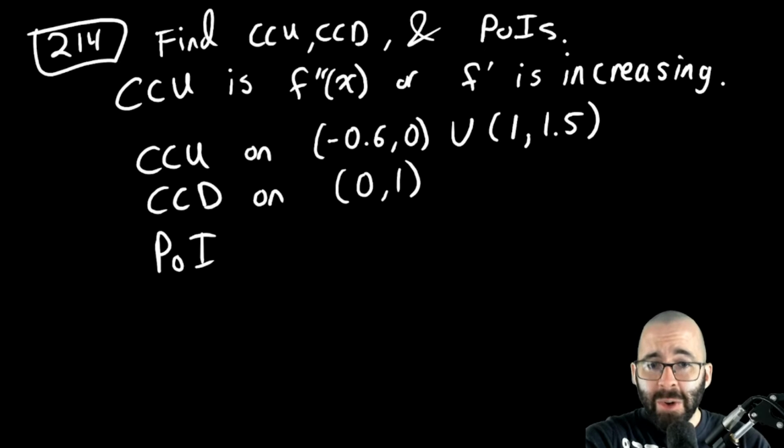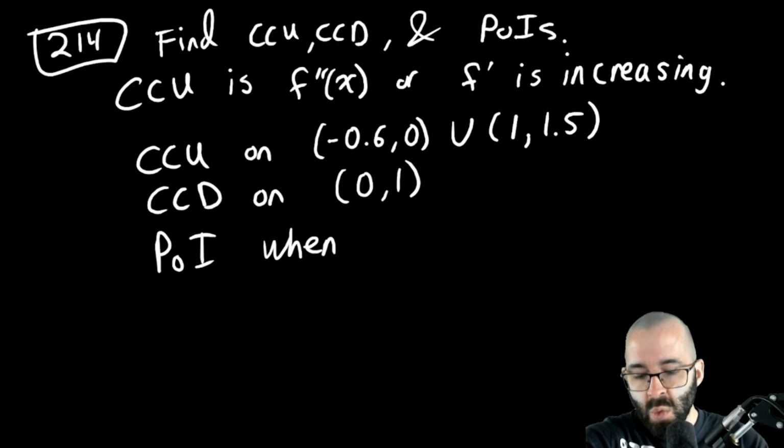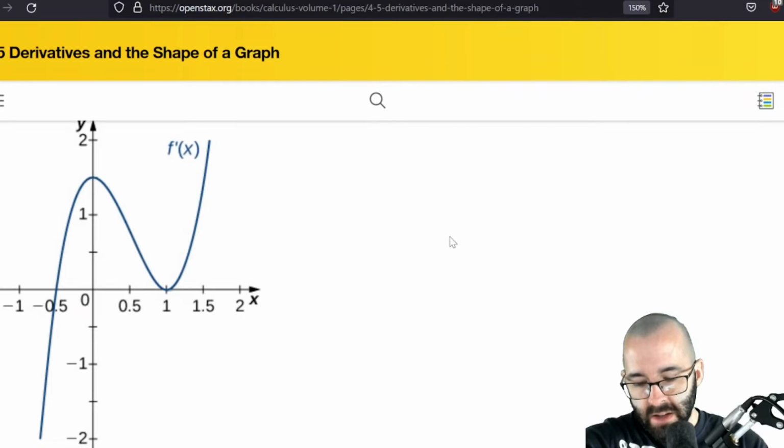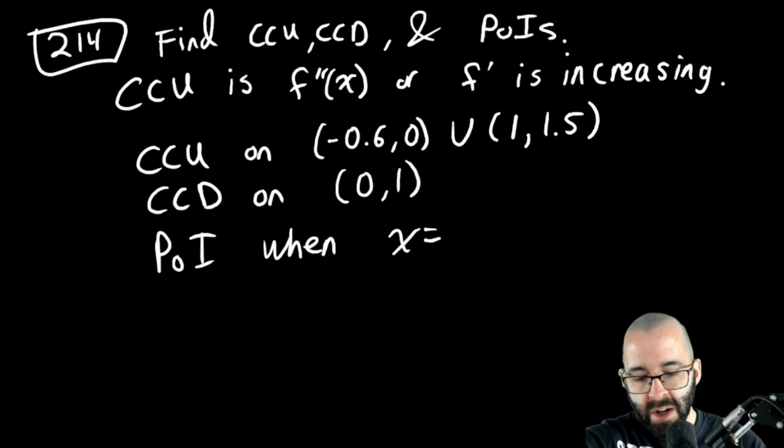Again, we don't know the y coordinate. We don't know the original function, but there's going to be a point of inflection when we change from concave up to concave down, when x is equal to 0 and when x is equal to 1.